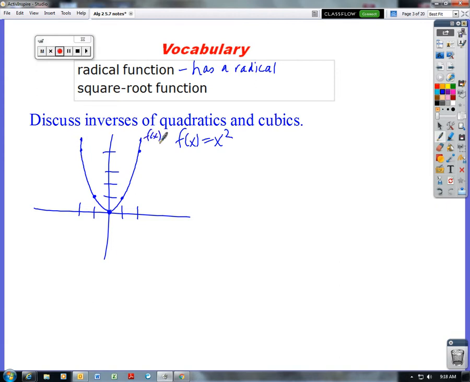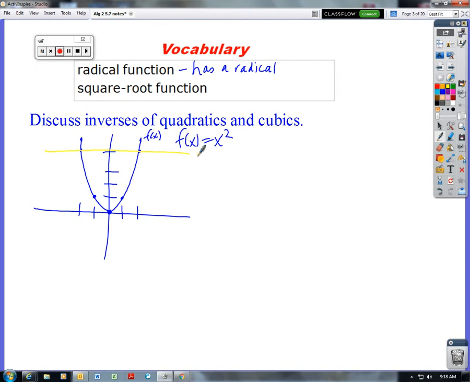And you may or may not remember that in order for a function to have an inverse, it has to pass the horizontal line test, which is the 1-to-1. It has to be 1-to-1. And if I draw a horizontal line, I've got a problem here because it crosses more than once. So that means that f of x equals x squared, the inverse of that will not be a function.